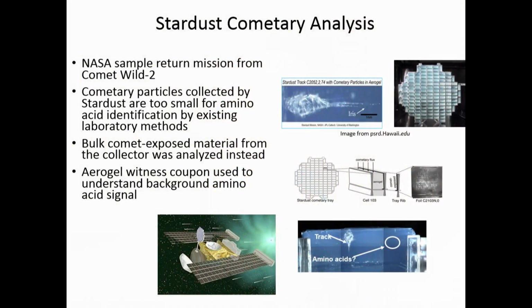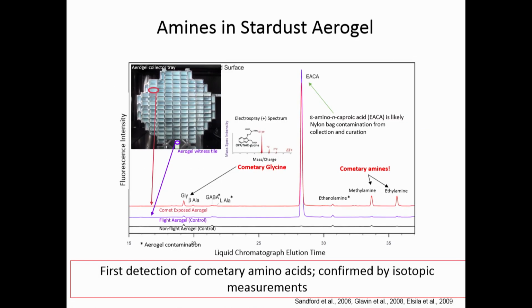And also why sample return, that you can revisit these samples 40 years later, is good. Stardust, Stephanie mentioned really briefly. This was the mission that flew through the coma of Comet Wild 2 and brought back cometary particles embedded in an aerogel collector. The cometary particles themselves were too small for individual amino acid analyses, but we were able to look at some of the bulk material from the collector and see what we found there.